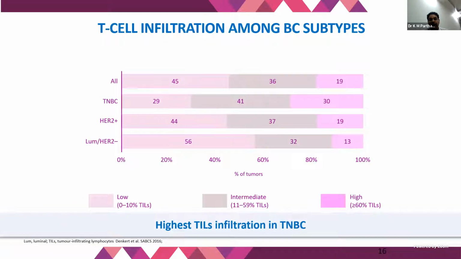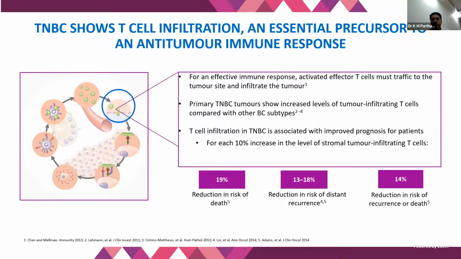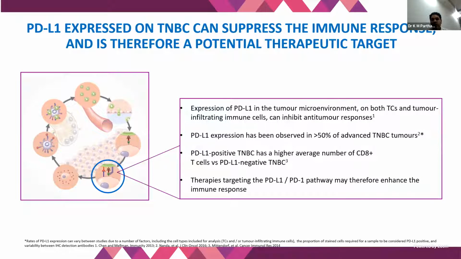What about the tumor infiltrating lymphocytes? TIL infiltration is very high in TNBC compared to other subtypes. This bar chart, the second block from above, shows that around 70% of the TNBC patients have either high TIL or intermediate TIL infiltration. And TNBC has a high mutation rate, estimated to be 13.3x relative to normal cells, and they produce new antigens that induce an immune response. I'm skipping the next slide for time's sake.